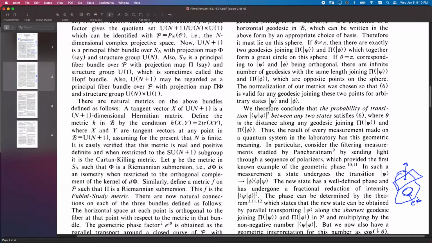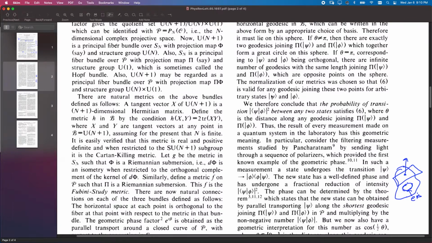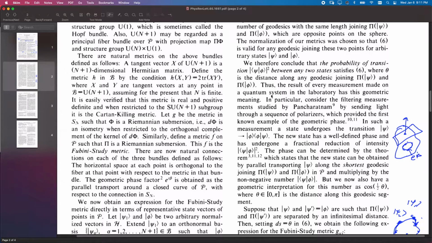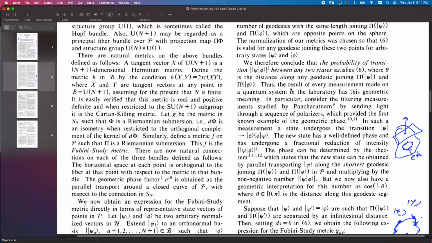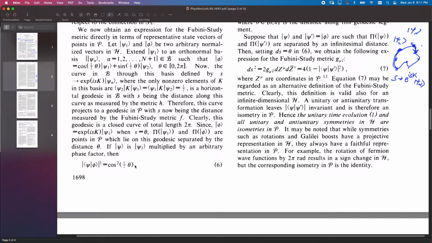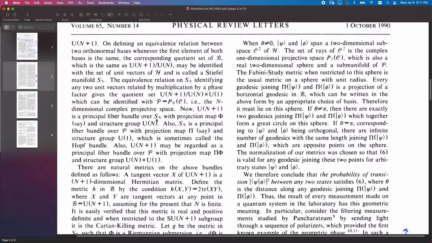Okay, so we therefore conclude that the probability of transition between any two states satisfies equation 6, where theta is the distance along any geodesic joining π times psi and π times phi. Thus, the result of every measurement made on a quantum system in the laboratory has this geometric meaning. Okay, so the probability of finding the state phi in one of these states psi is, I think, just mapped to this angle theta, which has something to do with the unit sphere.